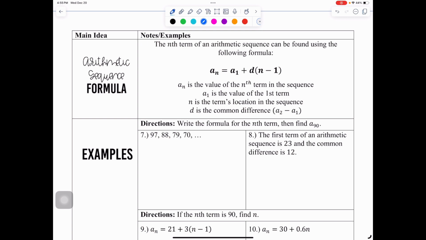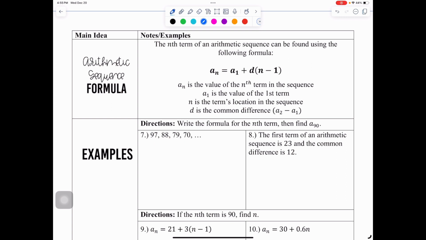So a sub n is the value of the nth term in the sequence. A sub 1, so when I say sub, I'm saying subscript. You can see how the n is down in the bottom right corner, the 1 is down in the bottom right corner. So we read this a sub n and a sub 1. So a sub n is generic. It's kind of like having the y equals or the f of x equals when we usually write an equation. And that means we can find any term we want.